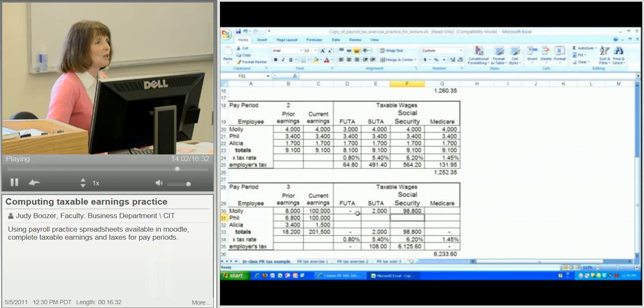So you can check yourself by adding the taxable amount to the prior, and if you've reached just your limit, you've done it correctly. Could you repeat the last part? Yes. If, when you add prior earnings to current, it exceeds your limit for that specific tax, all you have to do is subtract prior earnings from the limit, and that will tell you the amount of the current taxable wages.